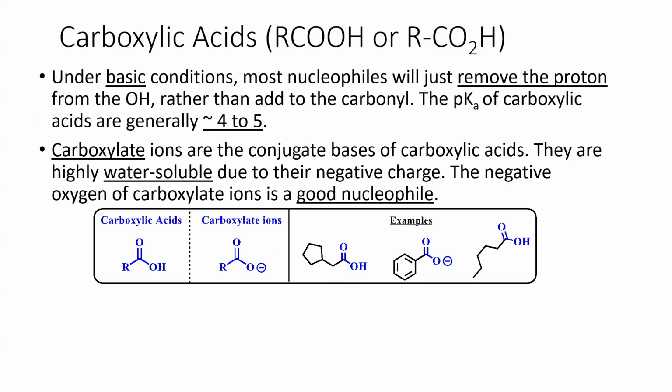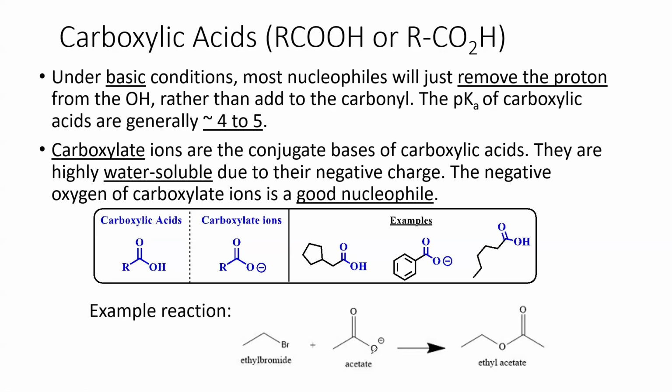It's the conjugate base. So carboxylate ions are the conjugate bases of carboxylic acids. They are highly water soluble due to their negative charge. And that makes that functional group a good nucleophile. So the negative oxygen of carboxylate ions is a good nucleophile. This oxygen right here is going to behave as a good nucleophile.